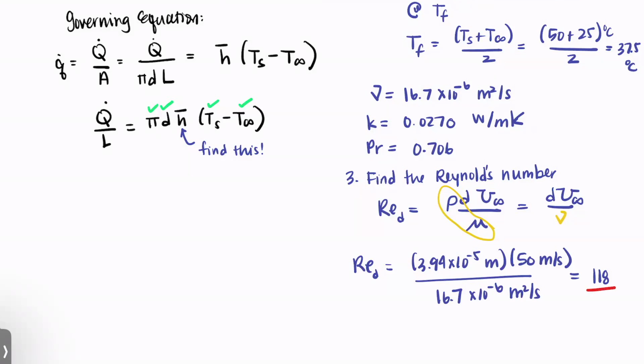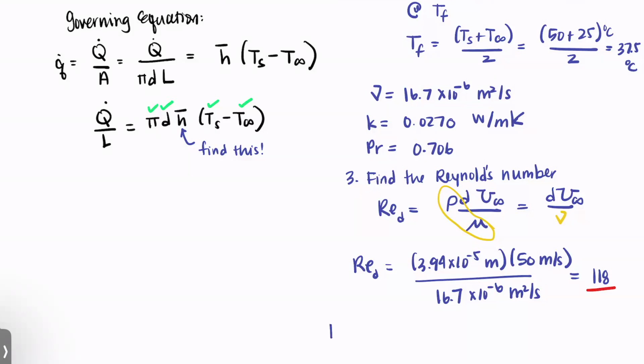Okay, remember when we were looking at the tables for flow past a cylinder, we're not actually going to determine whether it's laminar or turbulent. We have a table of coefficients and we're going to use this Reynolds number to figure out which coefficients to use, okay?